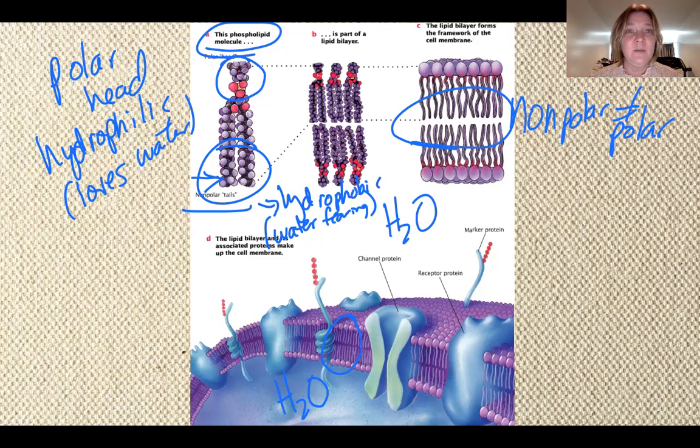So the phospholipids are a huge part of the structure of the lipid bilayer. So there's 2 layers of phospholipids because the tails of the phospholipids are hydrophobic. They're nonpolar.